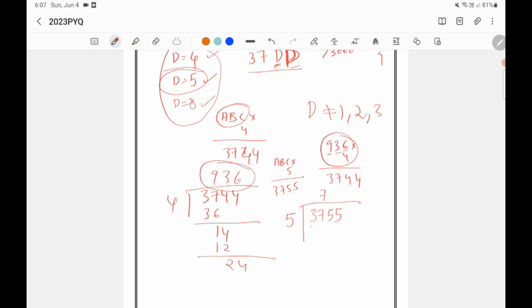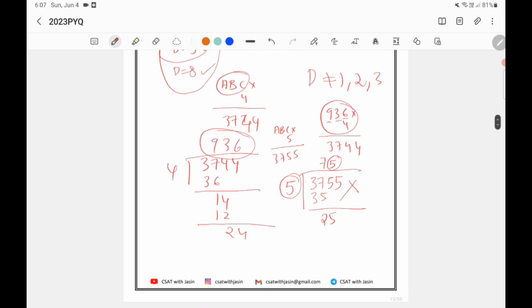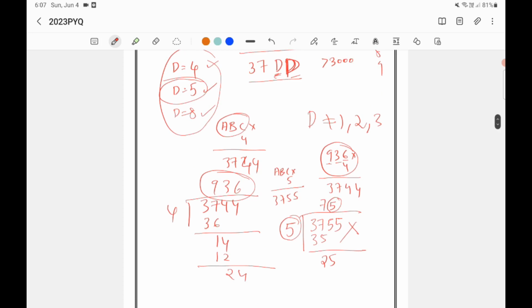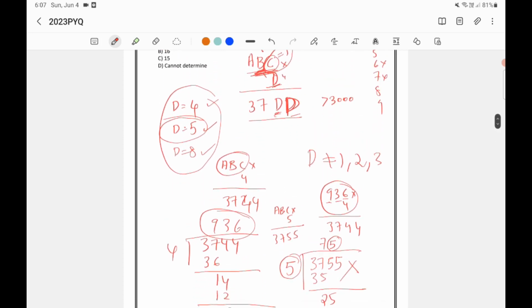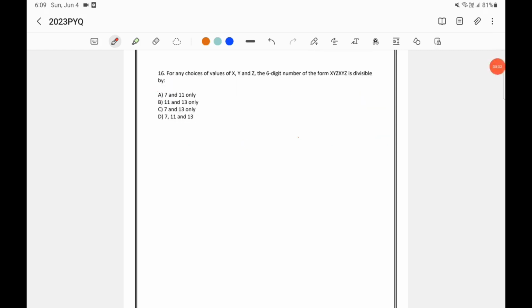So 7 into 5 is 35, right? Now 25, 5 into 5 is 25, but see here 5 is repeating, then it will become not distinct. So this 5 won't come. Similarly, if you substitute 8 also, the numbers are going to be the same. 8 will come 2 times, so it won't be distinct. So 8 also won't come. So D equal to 4 is the right answer. So this is the right answer. 18 is the right answer. Okay. So now let's move on to the next question.